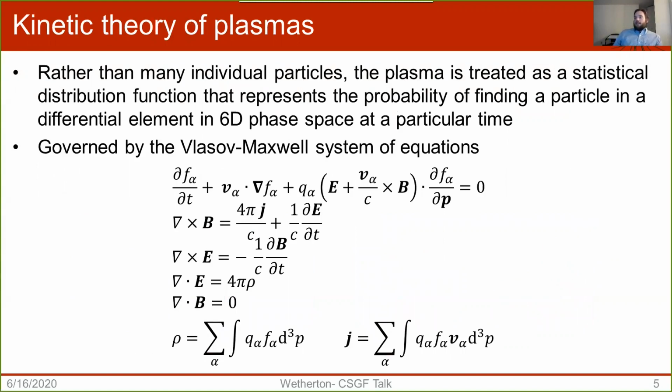So the easiest way to describe this collection of ions and electrons is statistically. Rather than as many individual particles, we see the plasma as distribution functions of these particles, which roughly speaking represents the probability of finding a particle at a particular position and velocity. And this distribution function is governed by the Vlasov-Maxwell system of equations. So ions and electrons have their own distribution functions, and they're governed by that first equation. The zero on the right means it's collisionless, which is a valid form for space plasma for the most part. And then you also have the Maxwell equations in order to govern the electromagnetic fields.